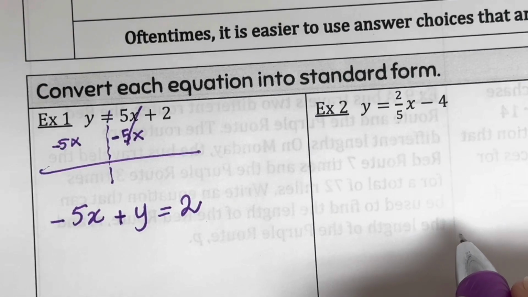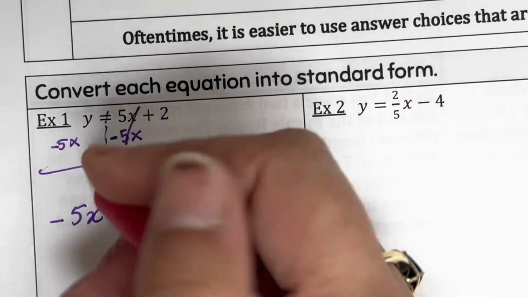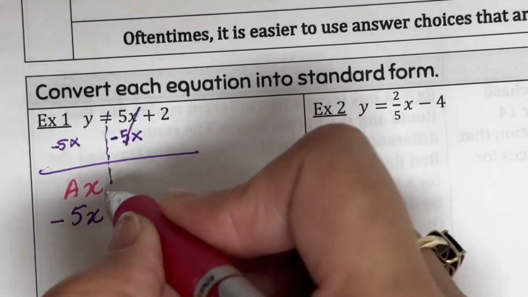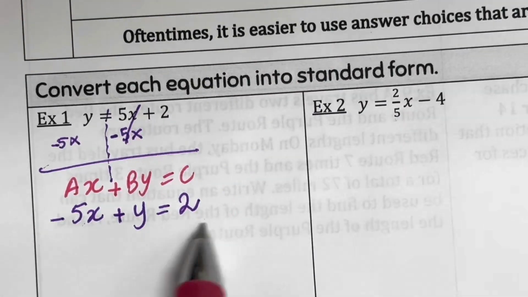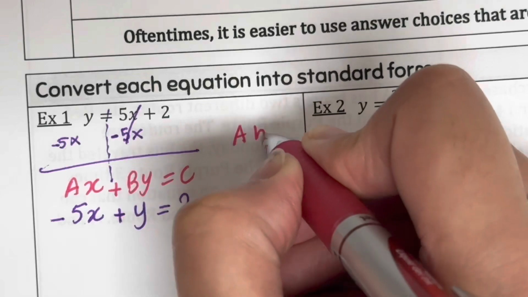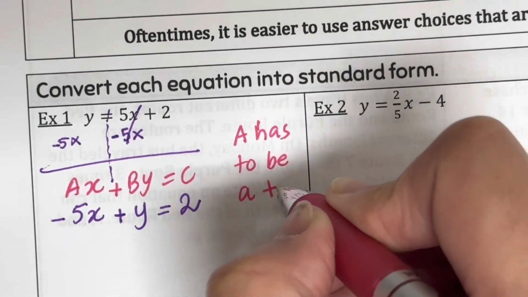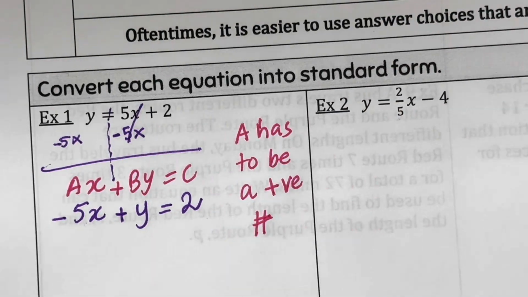The reason is that ax, so write it out, x has to be written in the front. Then plus by equals c. So it is matching, but it is not perfectly matching because a has to be a positive number. A has to be a positive number. That is the must thing that you would do.